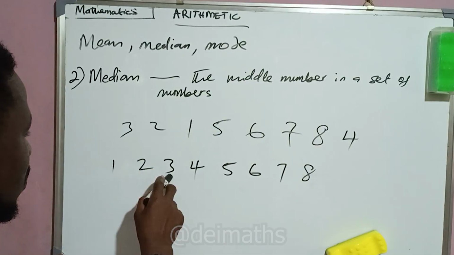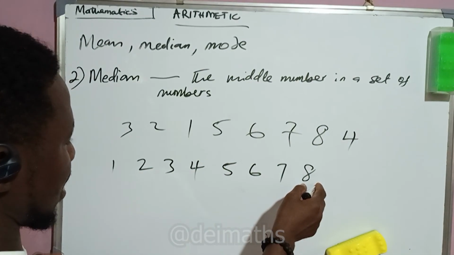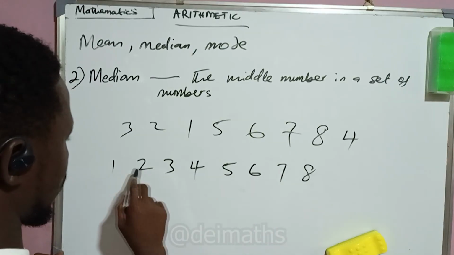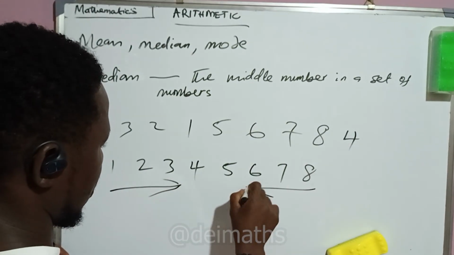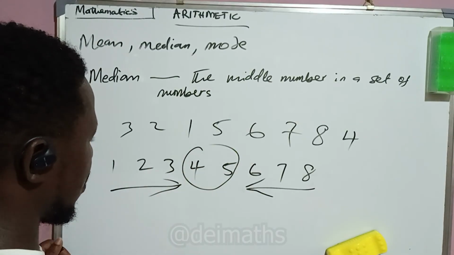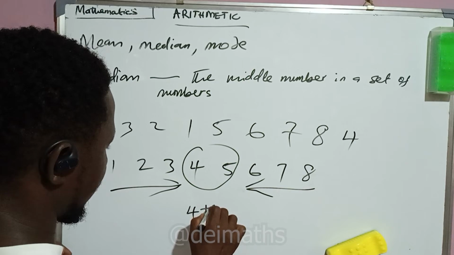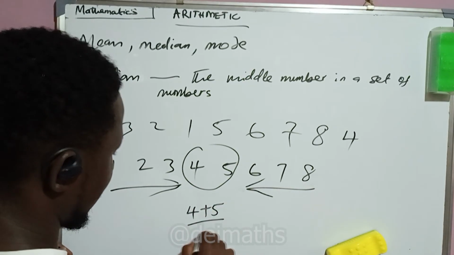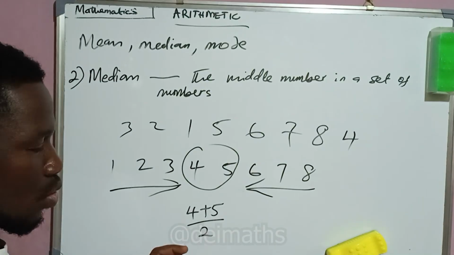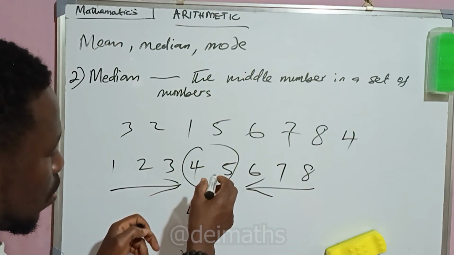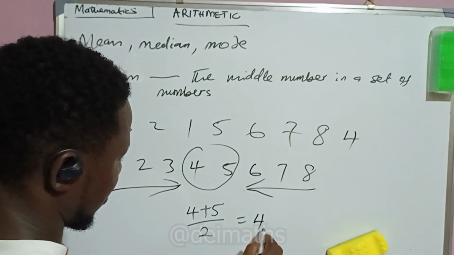We have 1, 2, 3, 4, 5, 6, 7, 8. At the center, leaving out 1, 2, 3 from each end, the median will be 4 plus 5. We divide it by 2 because the quantity is even. So we have to divide it. We are working on 2 numbers, which is 4 and 5, divided by 2.